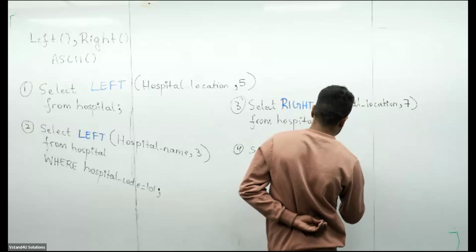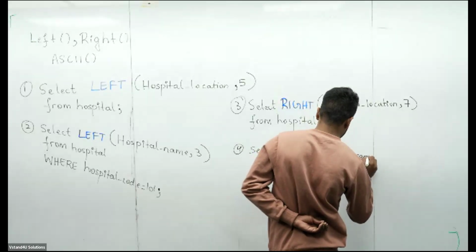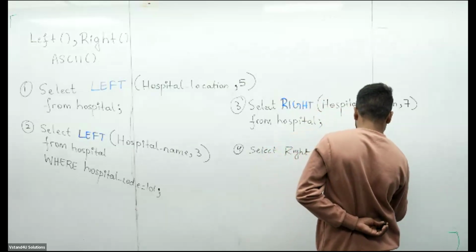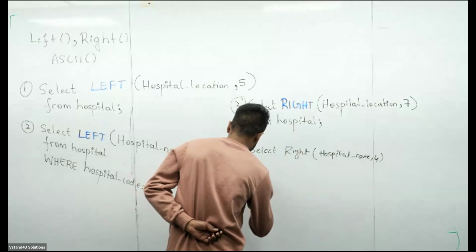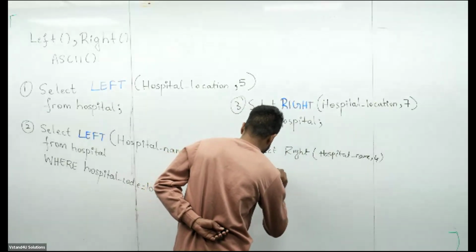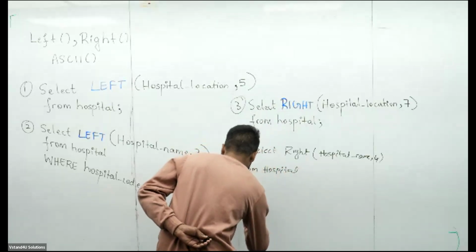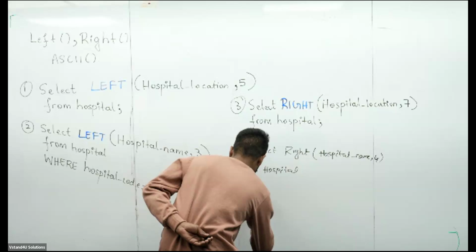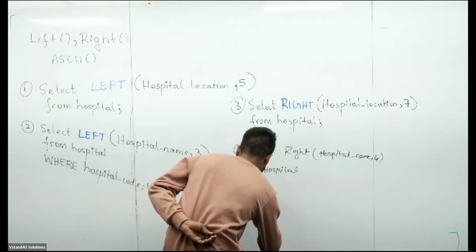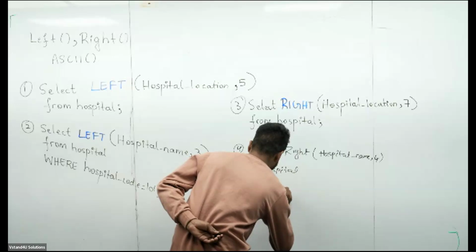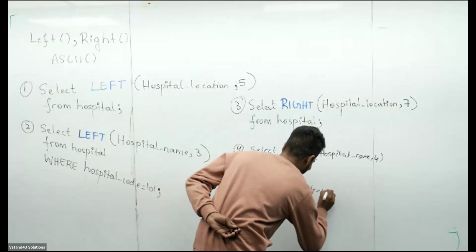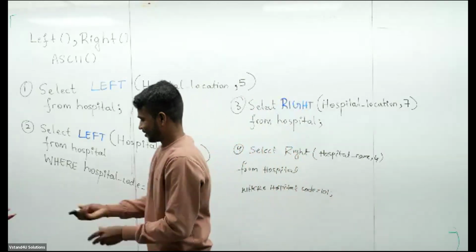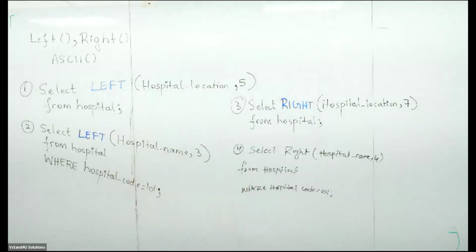Extract last 4 characters from hospital name. How many characters? 4 characters. From which table? From the table called hospital. What is the condition they have given? Where hospital code is equals to 101. Yes or no? Take down the next question.